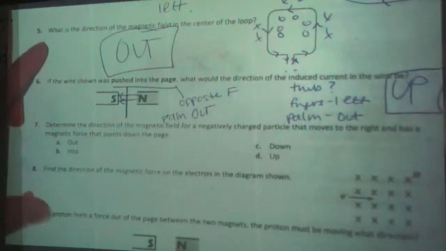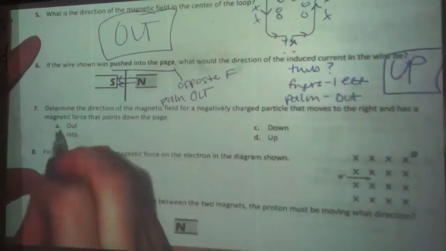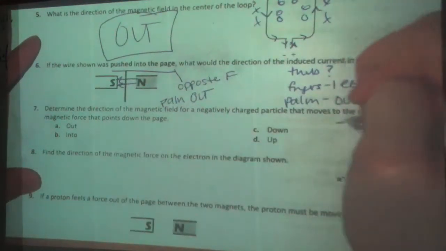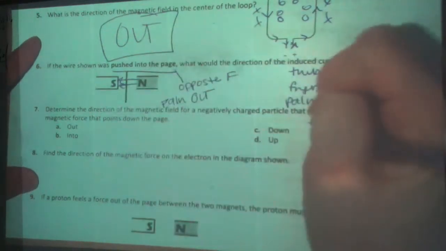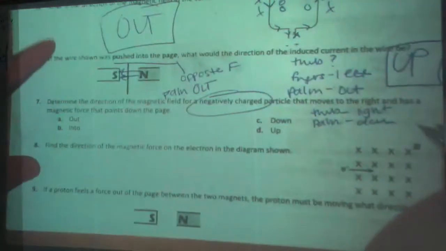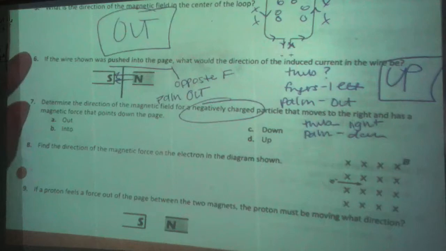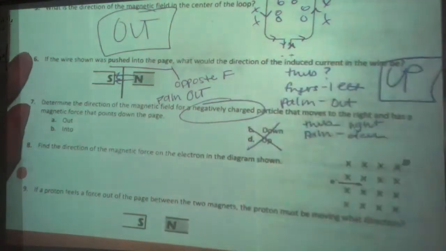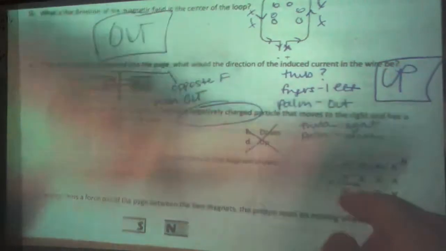Number 7, determine the direction of the magnetic field for a negatively charged particle that moves to the right and has a force down. So moving to the right would be my thumb is going to the right. A force down, that's palm would be down, and I need to be careful because it's negative, so I use my left hand. So just because this is right and down, I know the only thing left is in or out, so I can cross these ones off. Now I'm going to make my thumb go to the right, I'm going to make my palm face down the page like this. It's easier to see at the front.